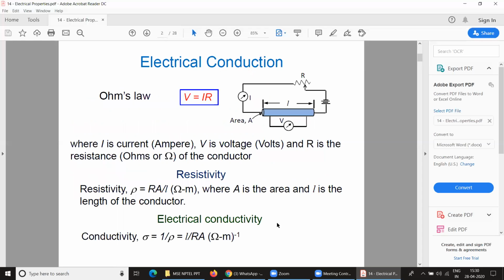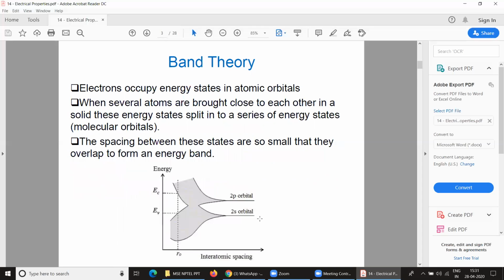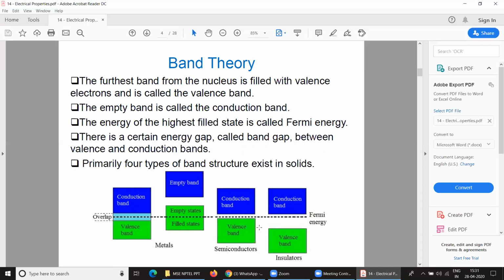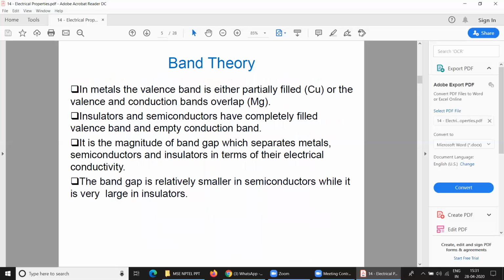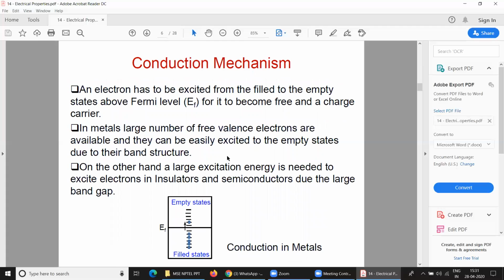Let me show you the band gap once again. I have already told you that for insulators it is very large, and that is what was discussed below. The conduction mechanism: an electron has to be excited from the filled states to the empty states above the Fermi level, for it to become a free charge carrier.